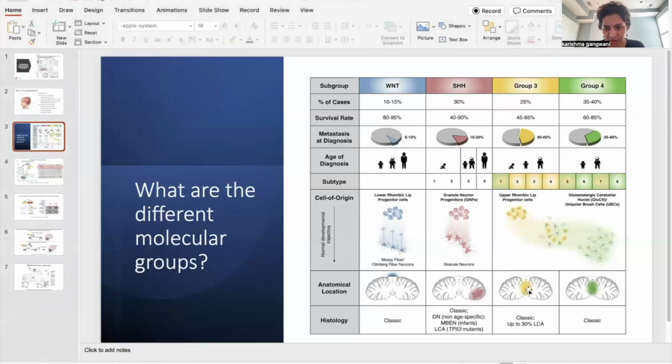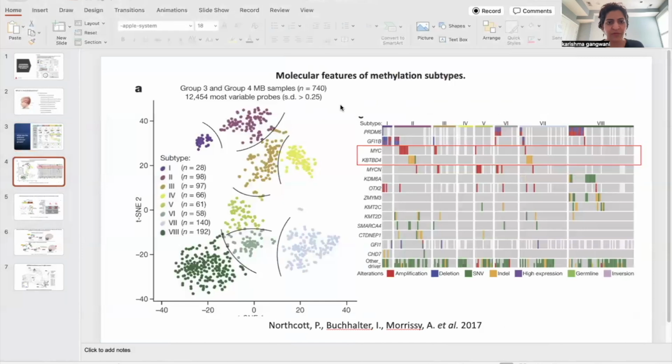Where do they occur? They occur in the midline, as you can see. And these are further subdivided into 8 subgroups across group 3 and group 4, which we will talk about in the coming slide. So, like I said, the demarcation between group 3 and group 4 because of lack of a unifying molecular signaling pathway is very poor.